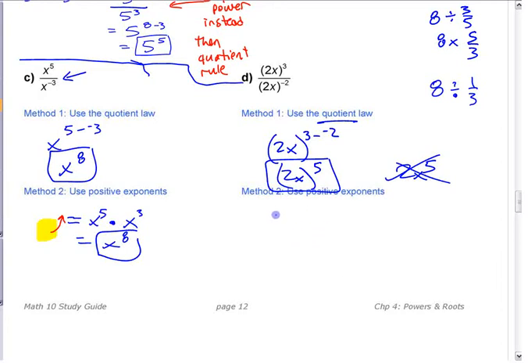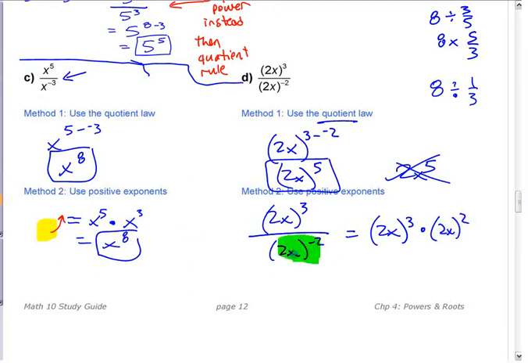If you want to use positive exponents, the same as the previous one here, 2x to the 3 divided by 2x to the -2 is the same as 2x to the 3 times that thing with a positive exponent, 2x to the 2. If you have a negative exponent on the bottom, you can move it up to the top, multiply, as long as you make it a positive exponent. So you get the same thing both ways, right?